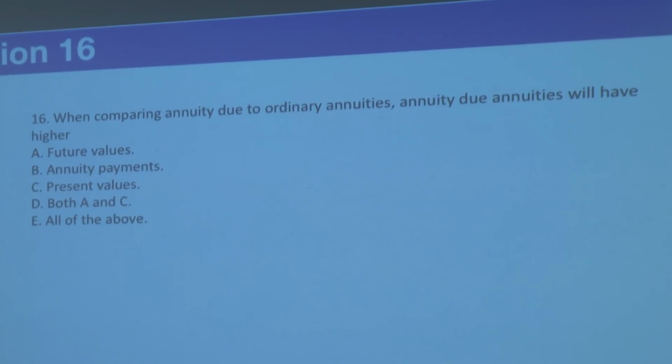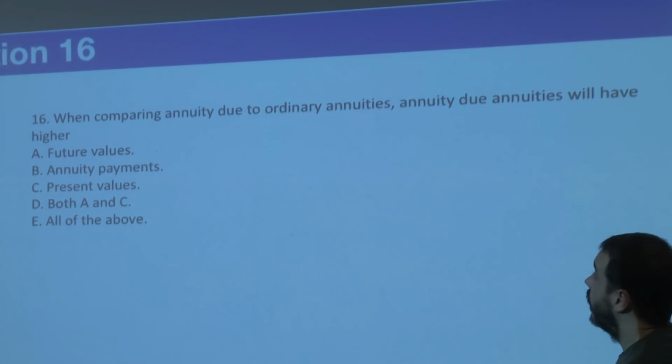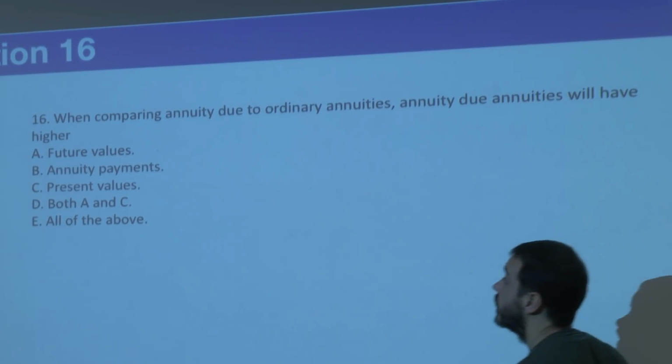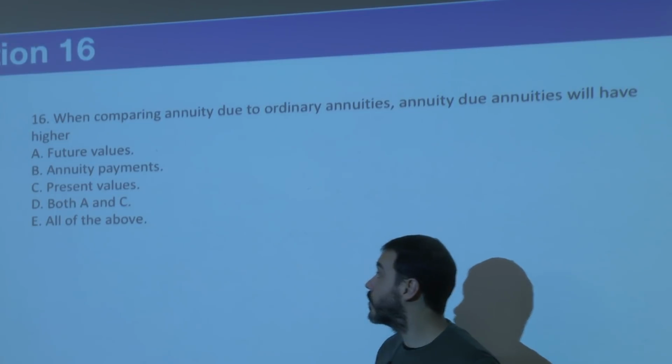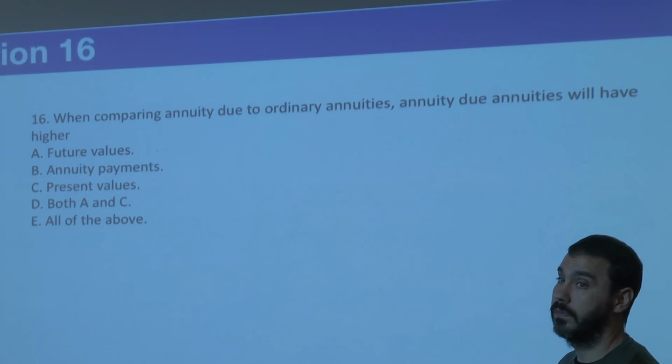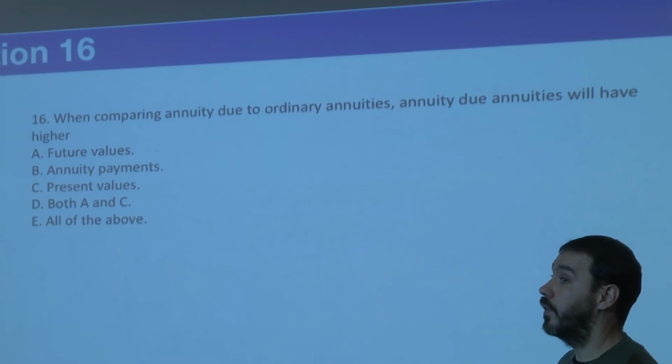When comparing annuity due to ordinary annuities, annuity due annuities will have a higher what? Future values, annuity payments, present values, both A and C, all of the above. Who said all of the above? I heard you.